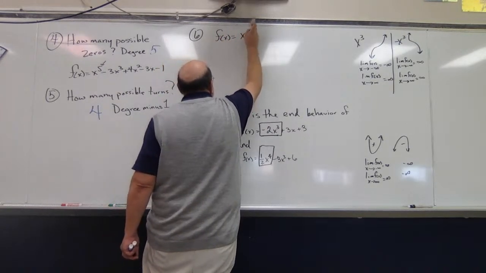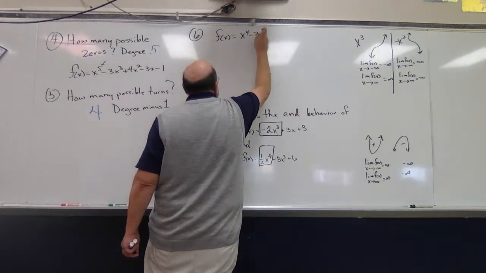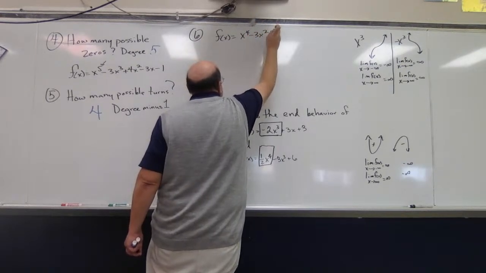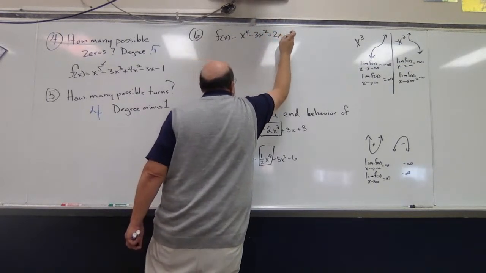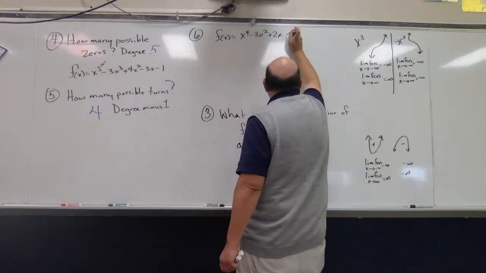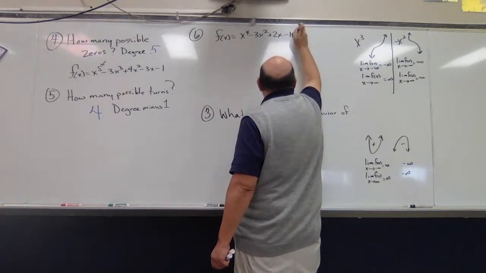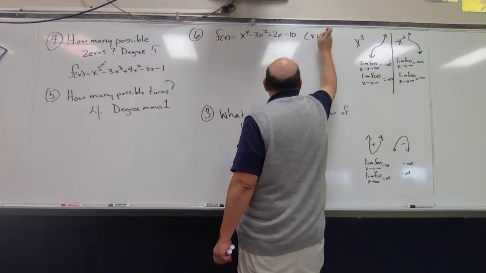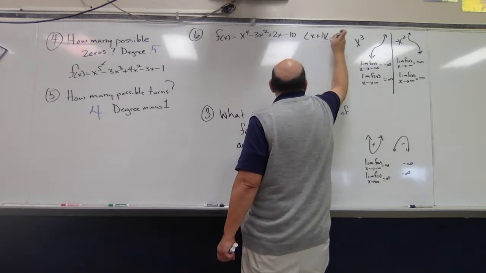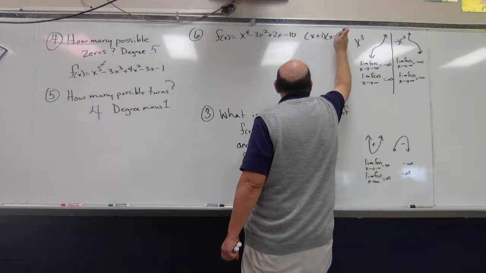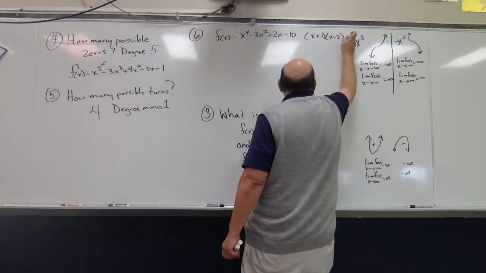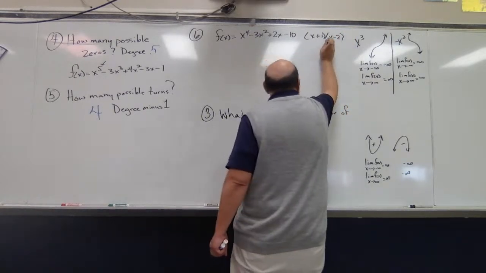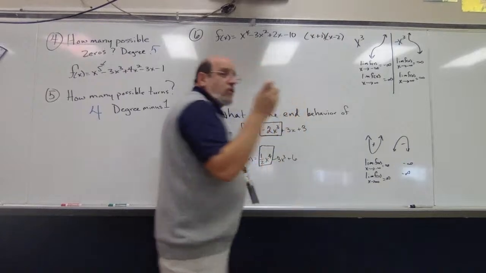x to the 4th minus 3x squared plus 2x minus 10. And we want to see if x plus 1 or x minus 2 are factors, right? So we have to do them both.